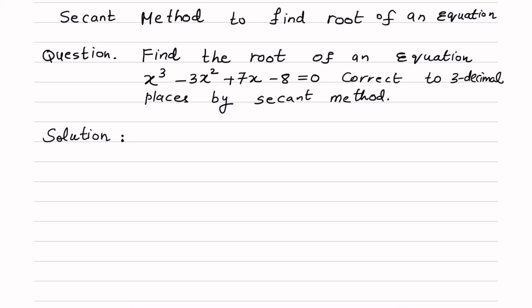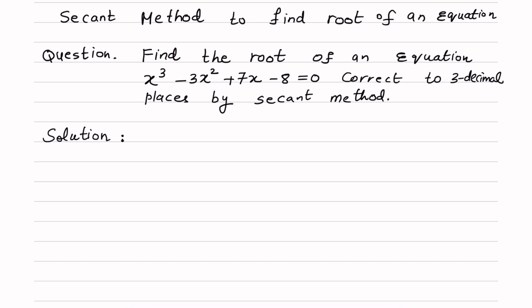So in the last video, we derived the formula for the secant method to find the root of an equation. In this video, we are going to look at the problem where we have an equation and we have to find its root. So what exactly is the question? Find the root of the equation x cube minus 3x squared plus 7x minus 8 equal to 0, correct to 3 decimal places by the secant method.